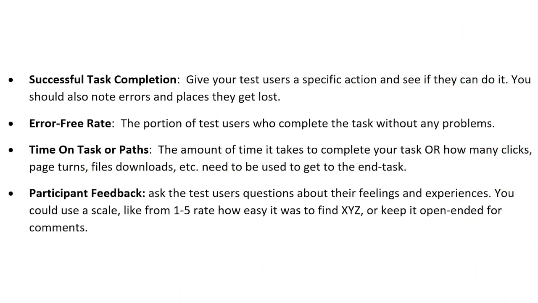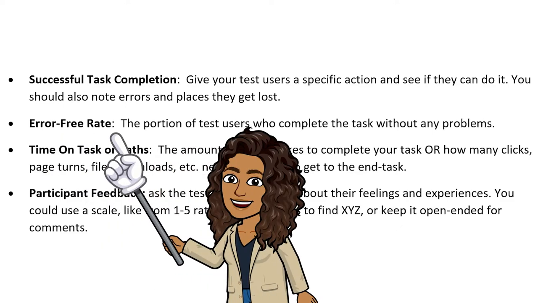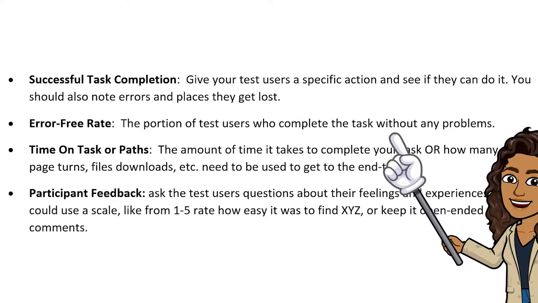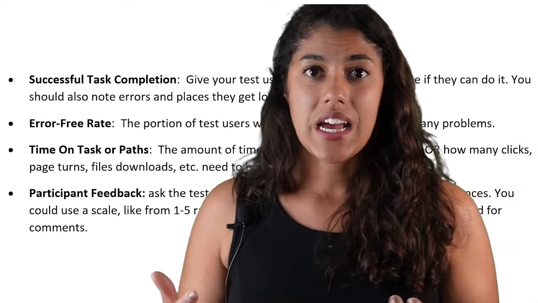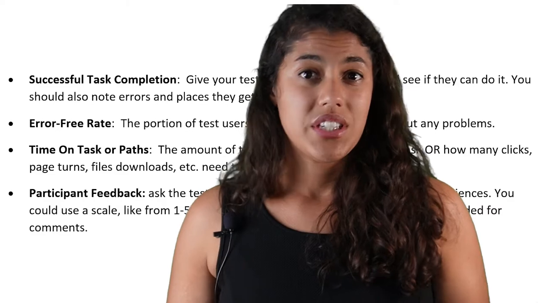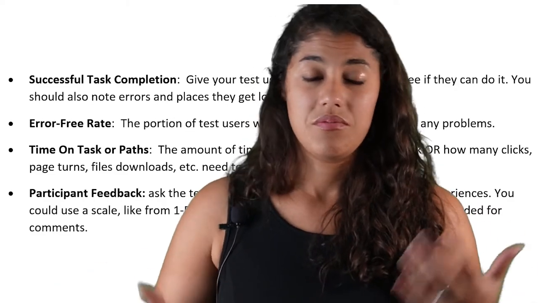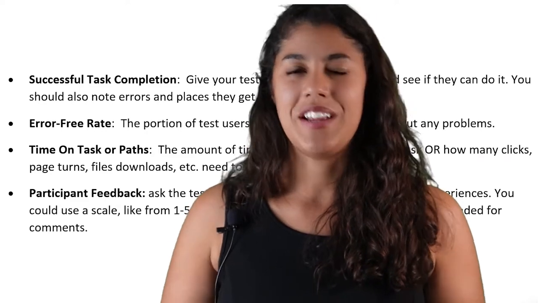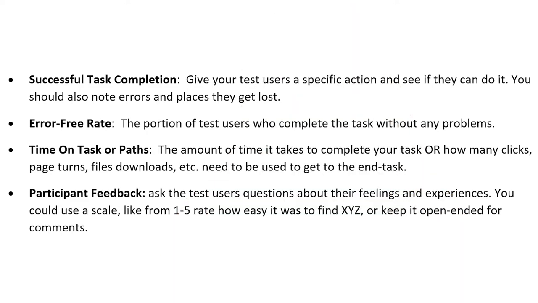Give your test users a specific action and see if they're able to do it. You should also note errors or places that they get lost. Error-free rate is the portion of test users who complete the task without any problems at all. This would be reported as something like 89% of the test users were able to complete it on the first try, no errors, no bad screens, no inaccurate information.